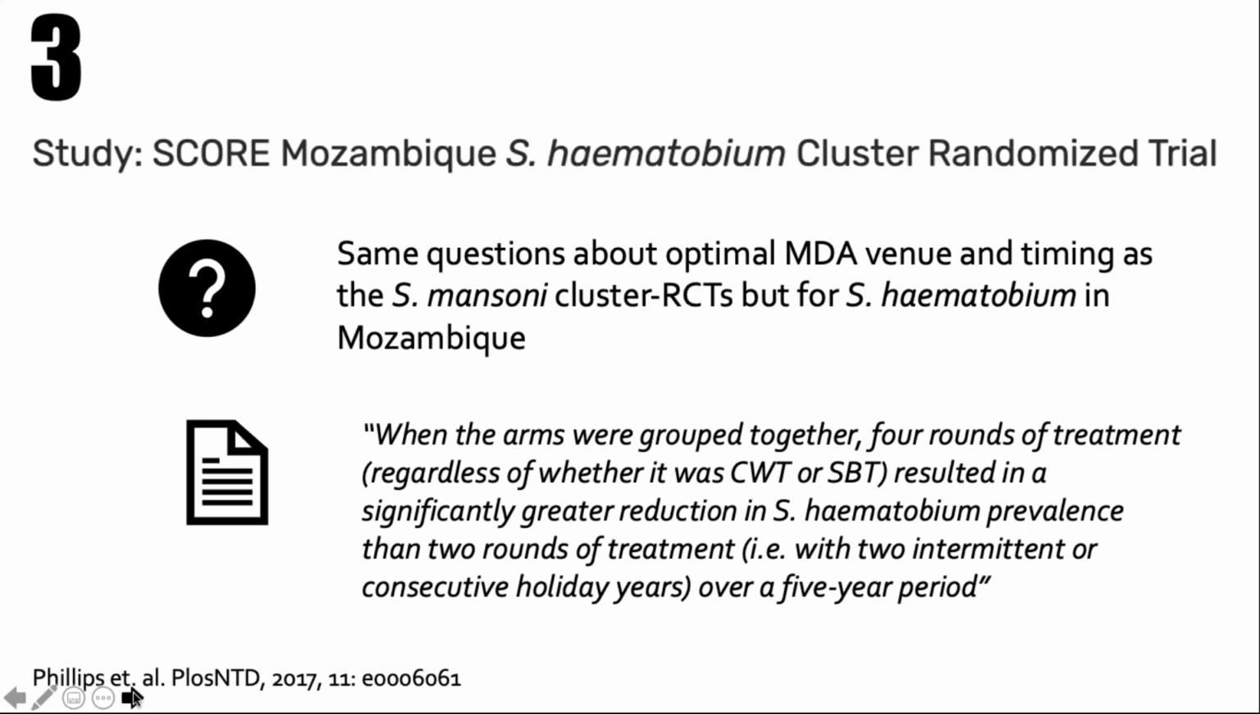The major finding in this study was that when the arms are grouped together, 4 rounds of treatment, regardless of whether it was community-based or school-based, resulted in a significantly greater reduction in S. haematobium prevalence than 2 rounds of treatments. That is, if it had any intermittent or consecutive holiday years included over a 5-year period.